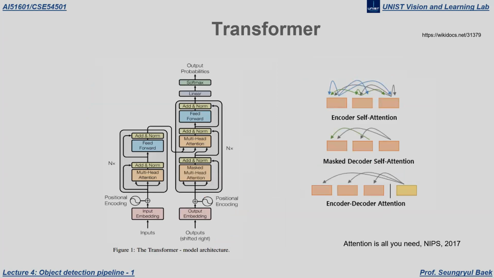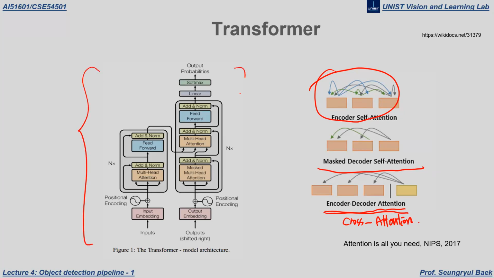And there are actually three mechanisms in transformer: the self-attention mechanism, the masked self-attention mechanism, and the cross-attention mechanism. So encoder-decoder attention is many times called cross-attention. Okay. So I will explain this part.